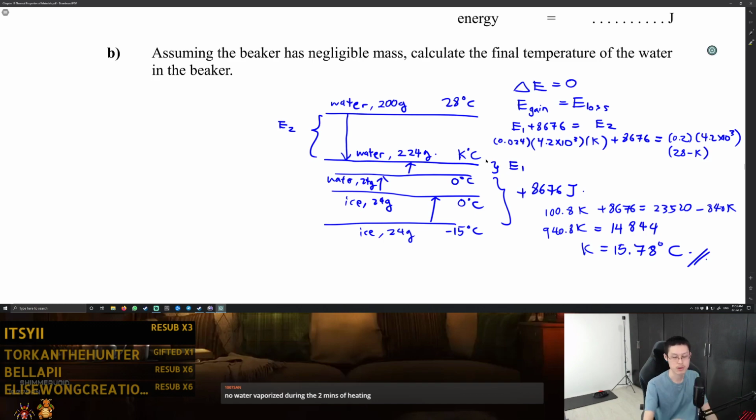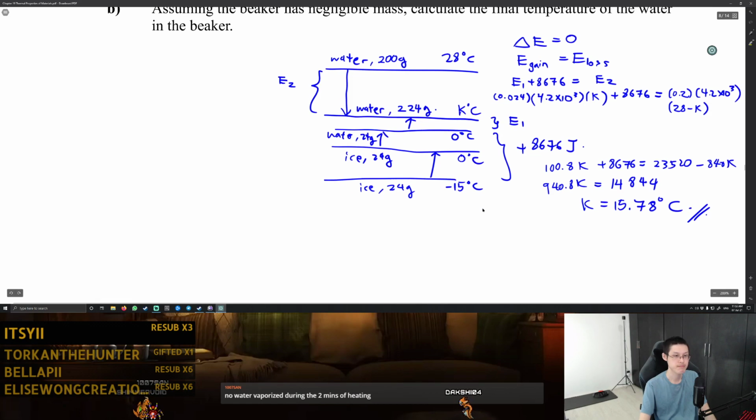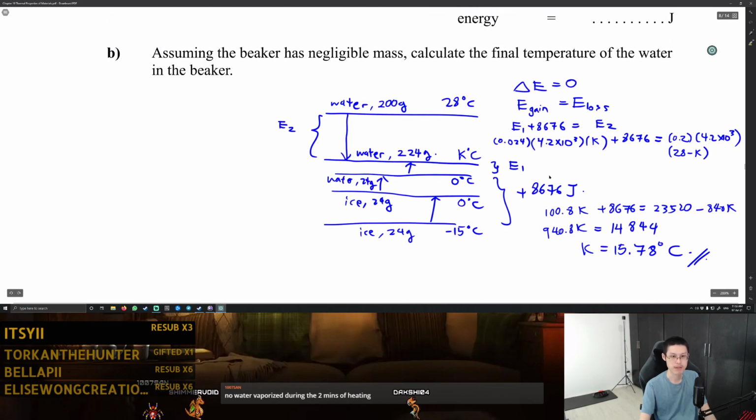With some ice and some water, the ice melts. What's your final temperature of water going to be? 15.78 in this case. Okay, so there we go. Done. Is this okay? Anything you guys wanna ask?